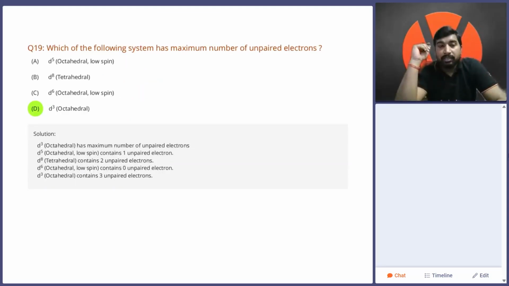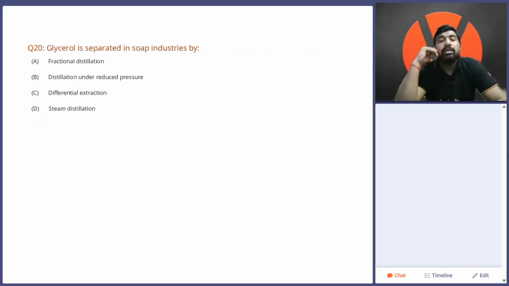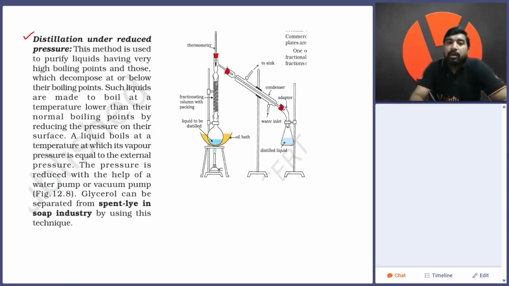Now we're going to cross check the answer. Definitely 19 is the right answer. Now we need to discuss question number 20. Glycerol is separated in the soap industry by distillation under reduced pressure. For this I just picked a screenshot from NCERT.